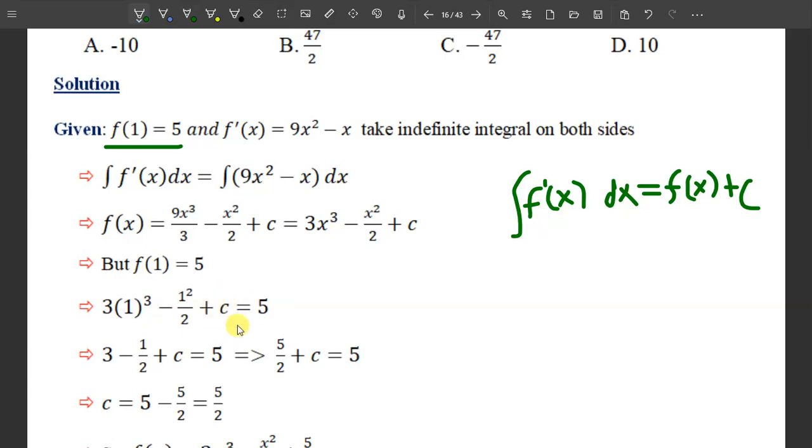You can find the value of c from here. 3 minus 1 over 2 means it is 5 over 2. Therefore, 5 over 2 plus c is equal to 5, and then c is equal to 5 minus 5 over 2, which becomes 5 over 2.